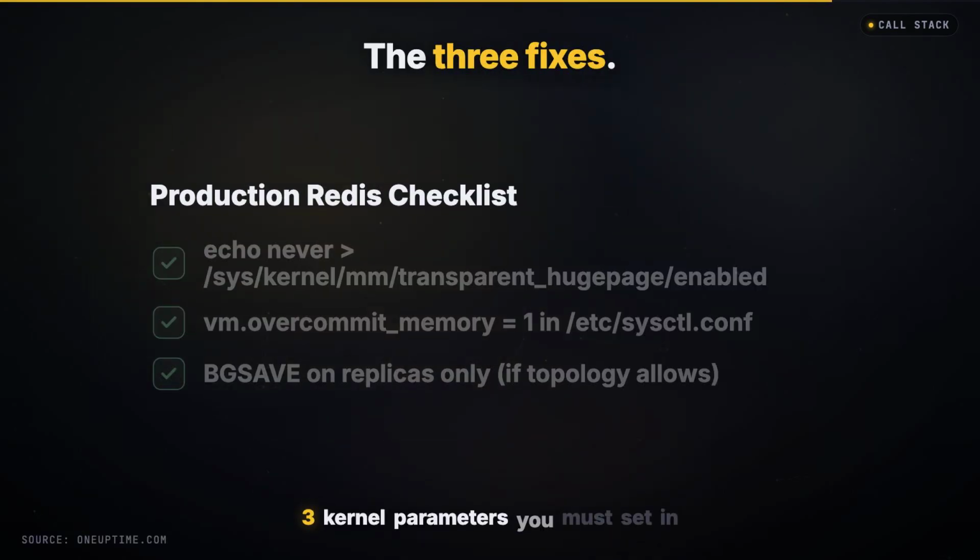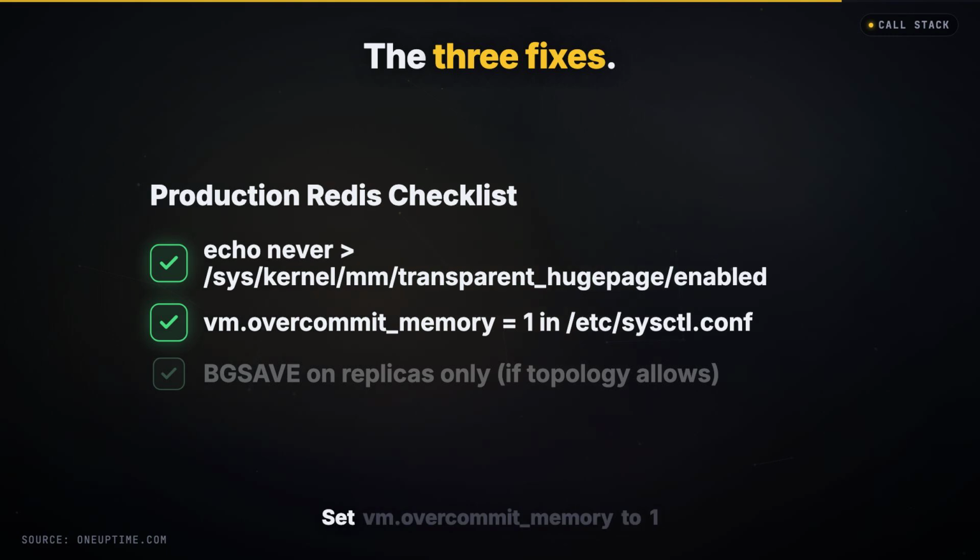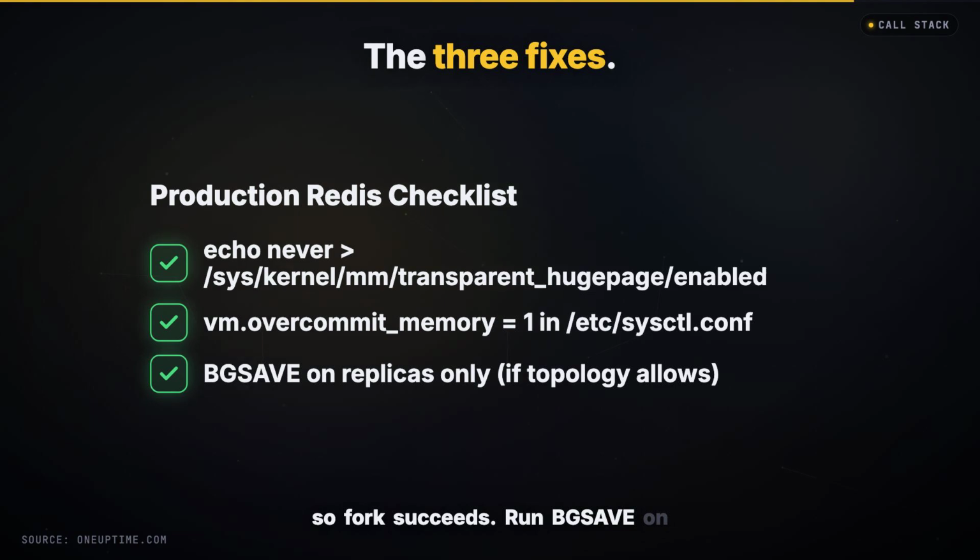3 kernel parameters you must set in production. Disable transparent huge pages to avoid 512 times amplification. Set vm.overcommit_memory to 1 so fork succeeds. Run BGSAVE on replicas only if you can.